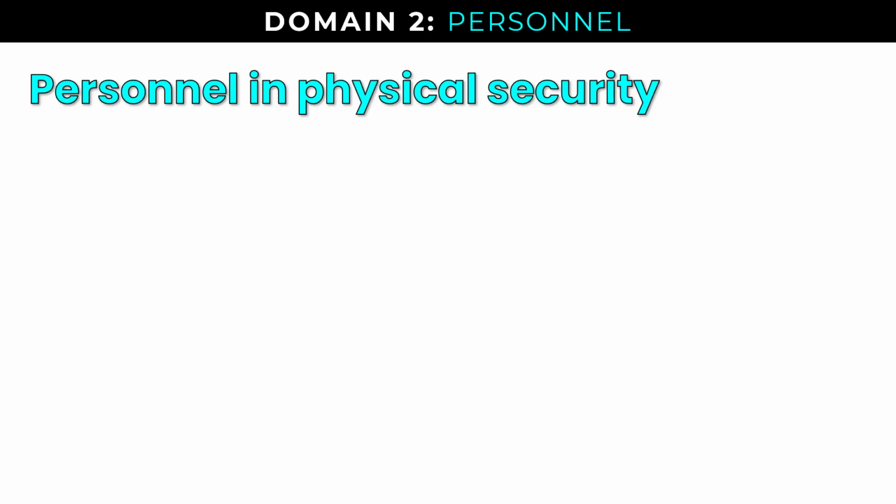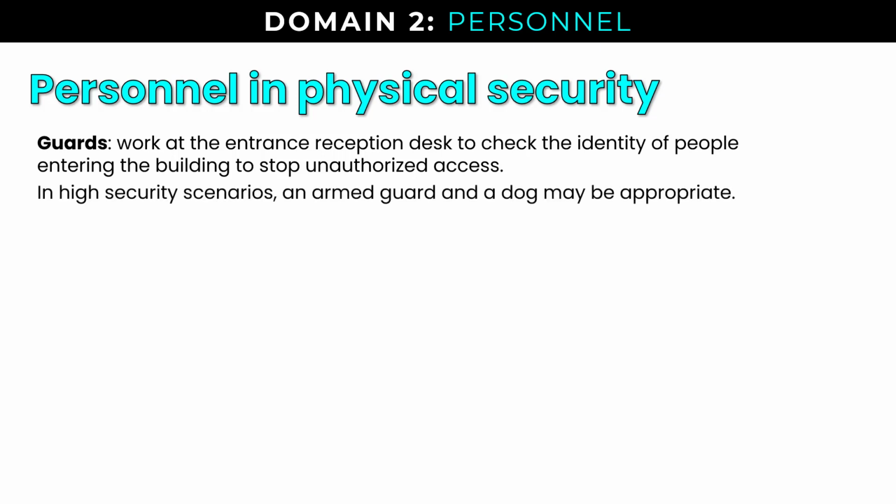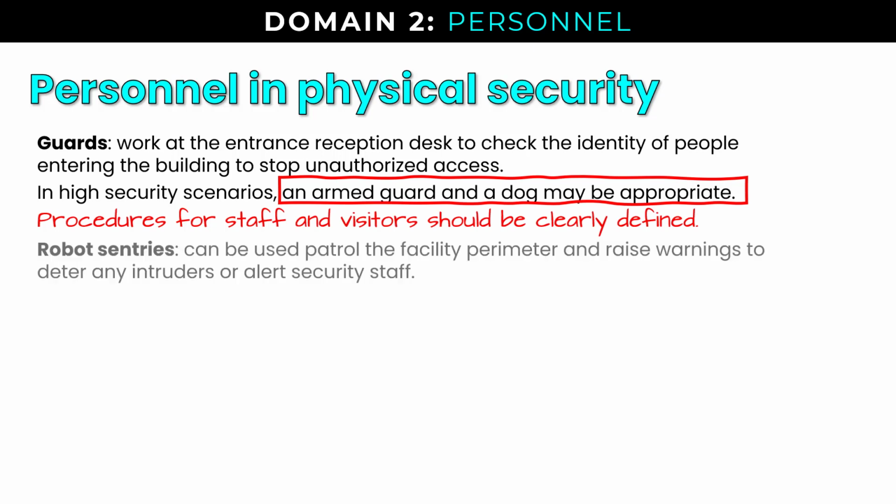So let's talk about personnel in physical security. So we have guards who work at the entrance reception desk to check the identity of people entering the building to stop unauthorized access. And in high security scenarios, an armed guard and a dog may be appropriate. Generally speaking, 2 guards at reception are an excellent idea, and procedures for staff and visitors should be clearly defined.